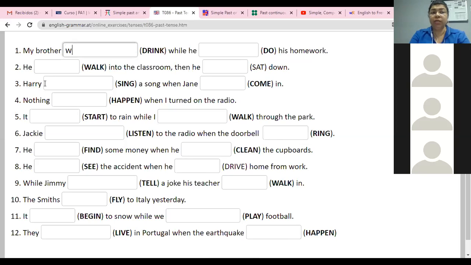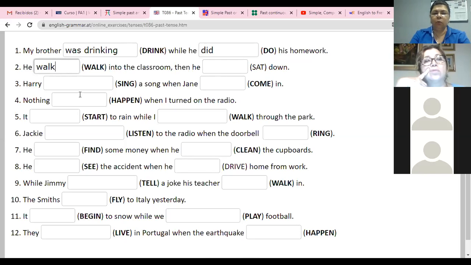Was drinking. Was drinking while he did his homework. Okay. Number two, he walked. Like that? Was walking into the classroom. Then when he sat down like this, sit down with E, sat. In present, very deep. Yes. In deep past, present. Sat. Okay. Sat down.